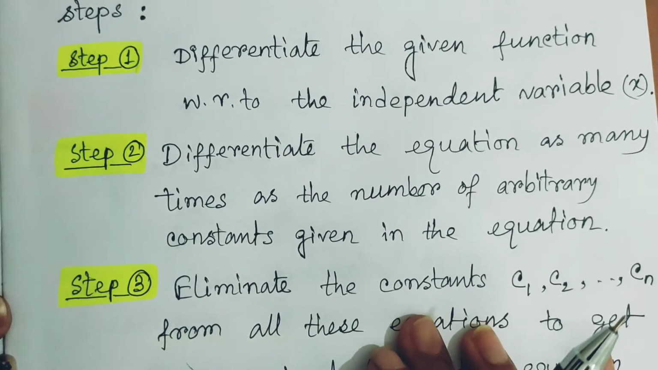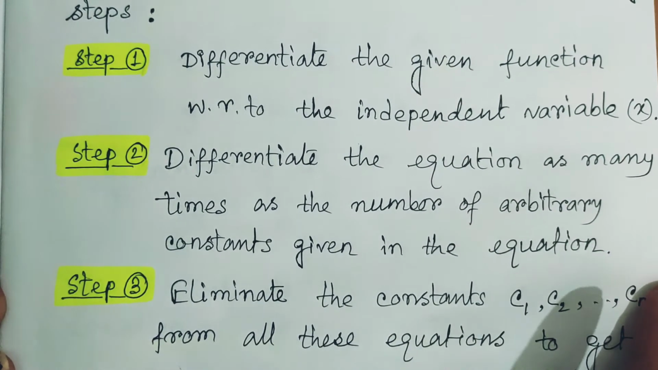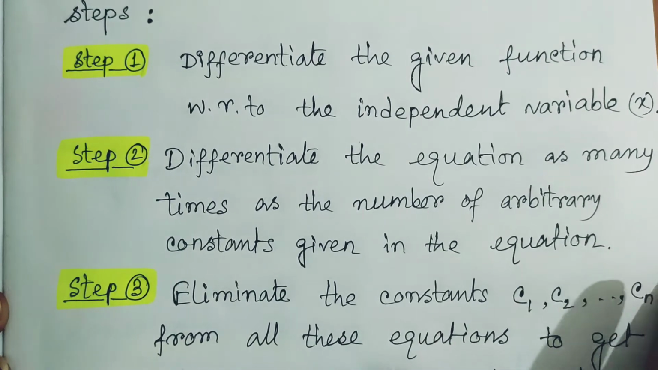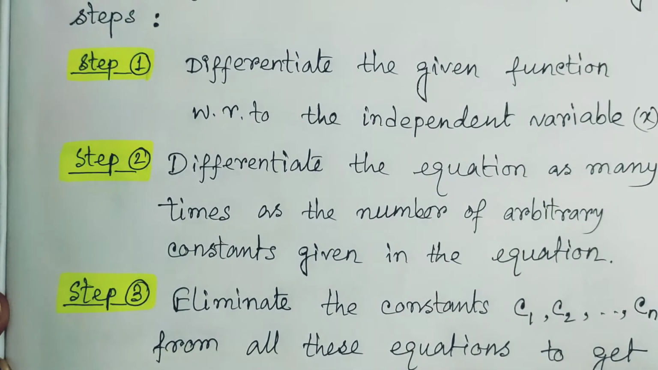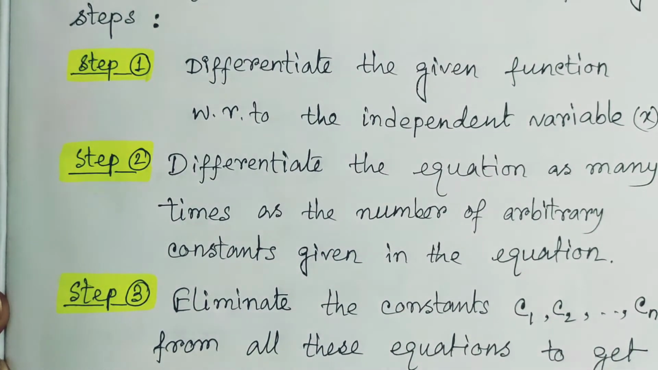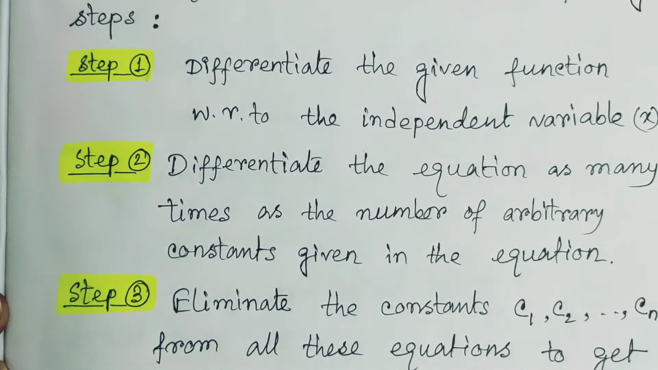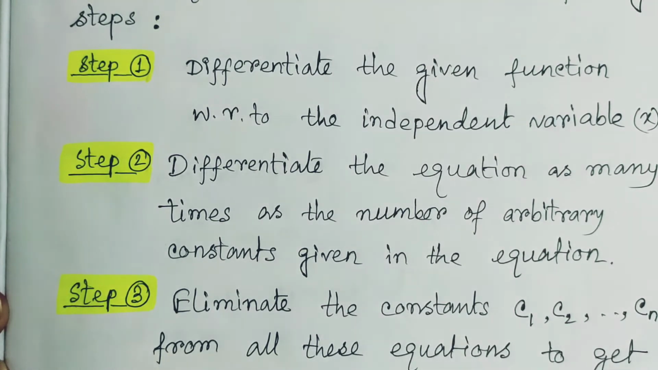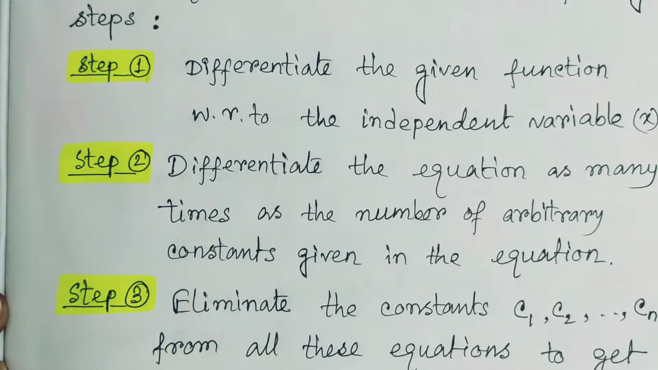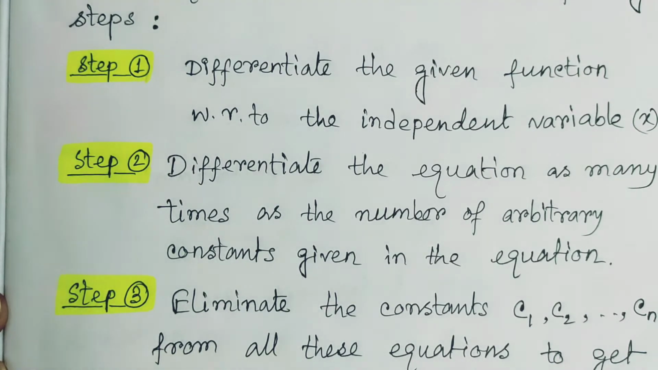In the first step, what to do? We differentiate the given function with respect to the independent variable x. If x is the independent variable in the given primitive, then with respect to x we should differentiate the given function first. Now differentiate the equation as many times as the number of arbitrary constants given in the equation. It is a very important step.